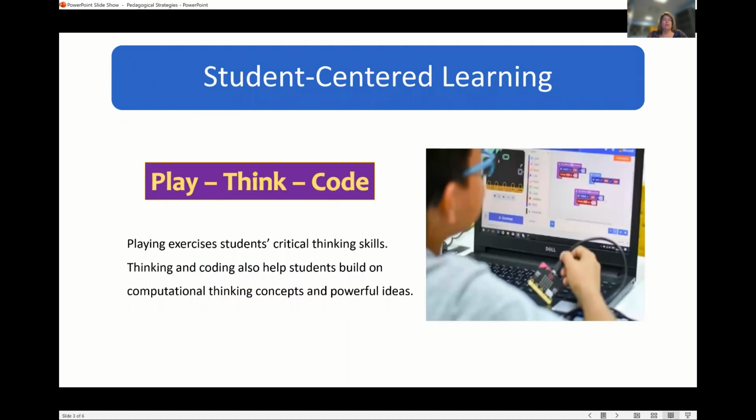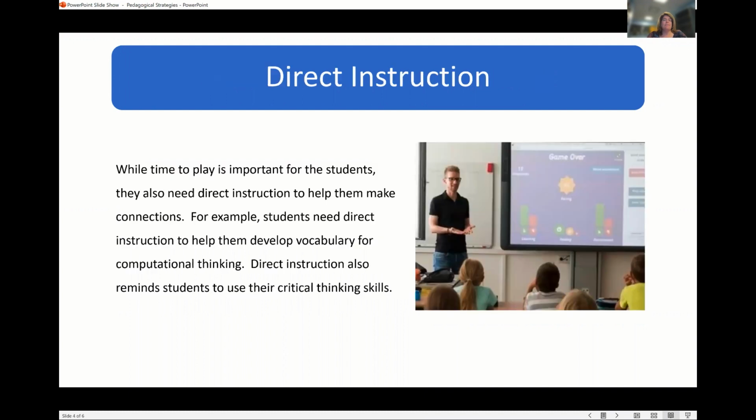In student-centered learning, we want students to play, think, and code. Playing exercises students' critical thinking skills. Thinking and coding also helps students build on computational thinking concepts and powerful ideas.